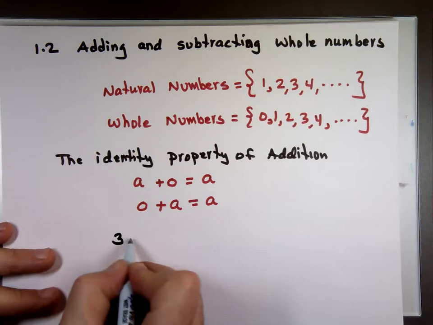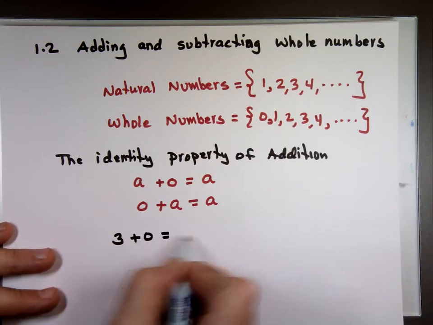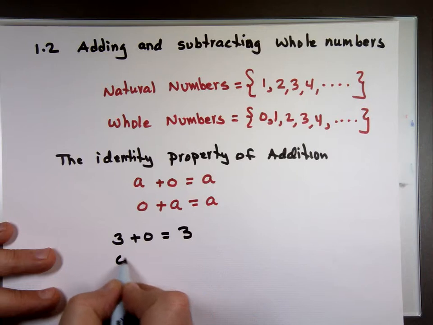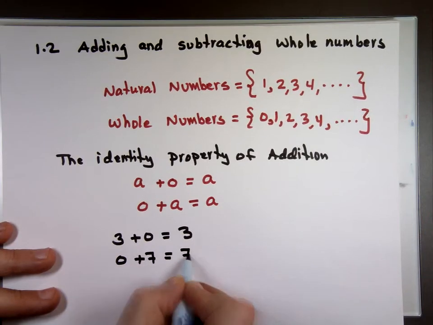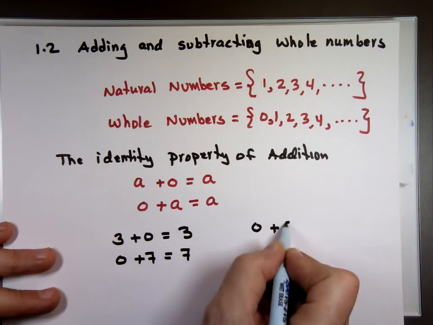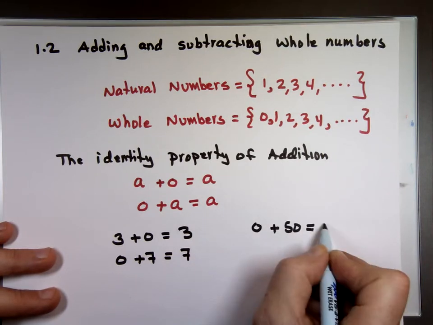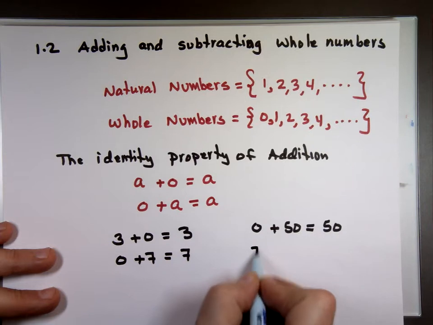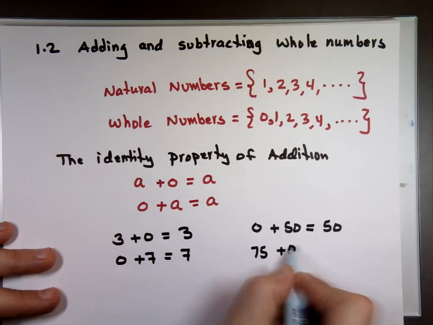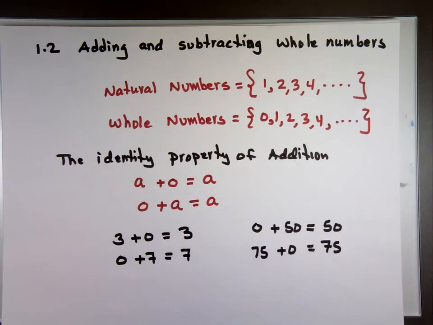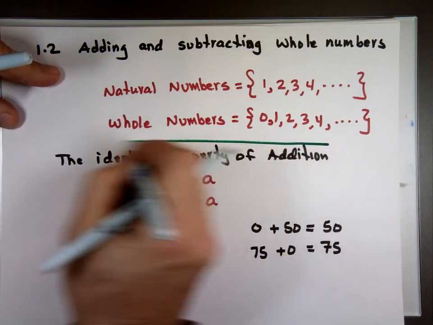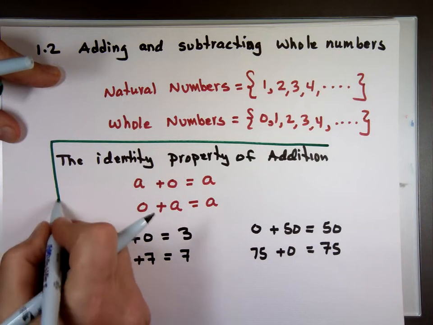Any number, if you add 0 to it, the result is the number itself. So 3 plus 0 is equal to what? 3. 0 plus 7 is equal to what? 7. 0 plus 50 is equal to what? 50. 75 plus 0 is equal to 75. So if you take a number, add 0 to it, it stays the same. It doesn't change. That's known as the identity property of addition.